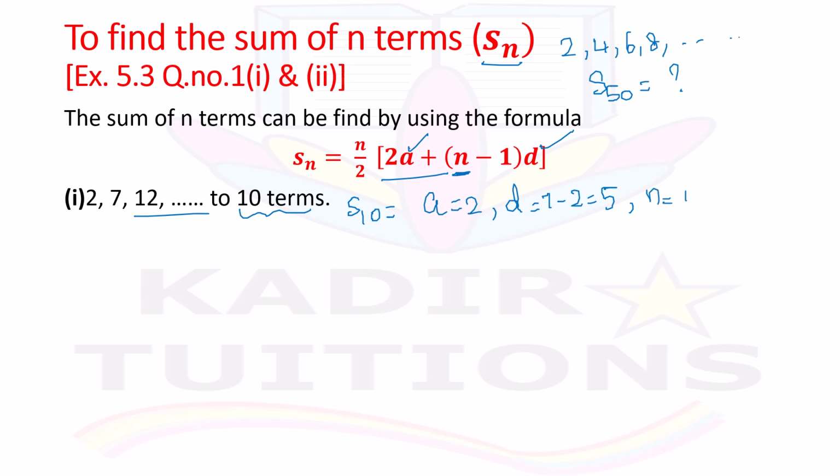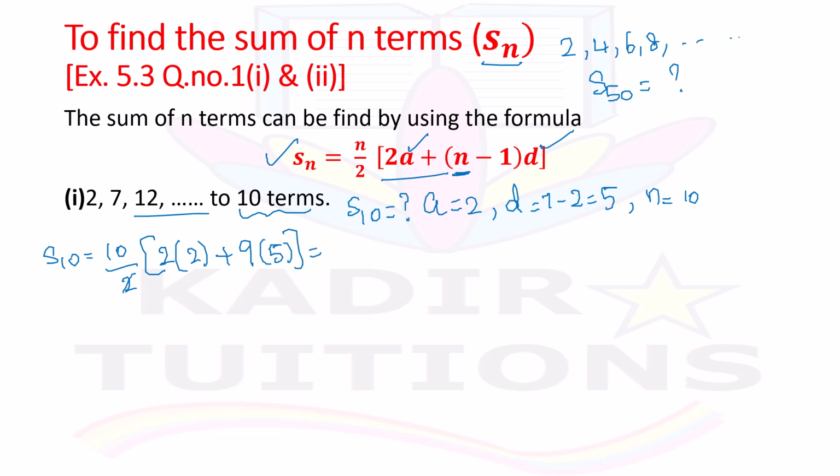It's nothing but 10. So now we will use this formula in order to find what is S10. So in this question we are finding S10. So S10 equals 10 by 2 into 2 into A, which is 2, plus n minus 1. So 10 minus 1 is 9, 9 into d, which is 5. So what is the answer?